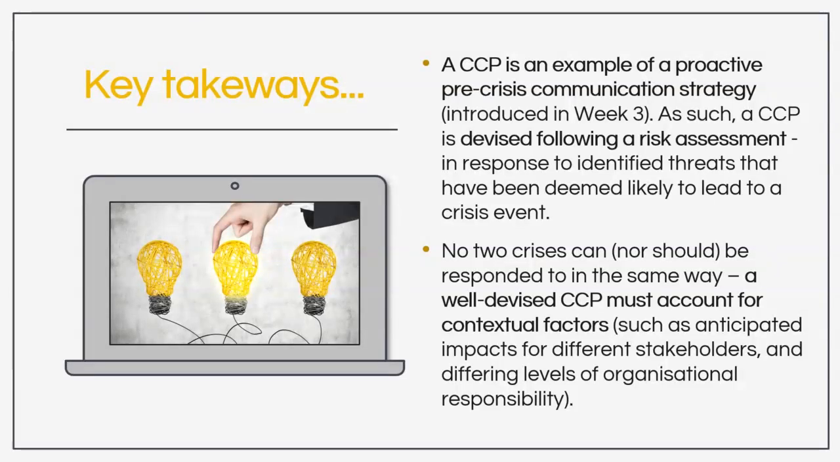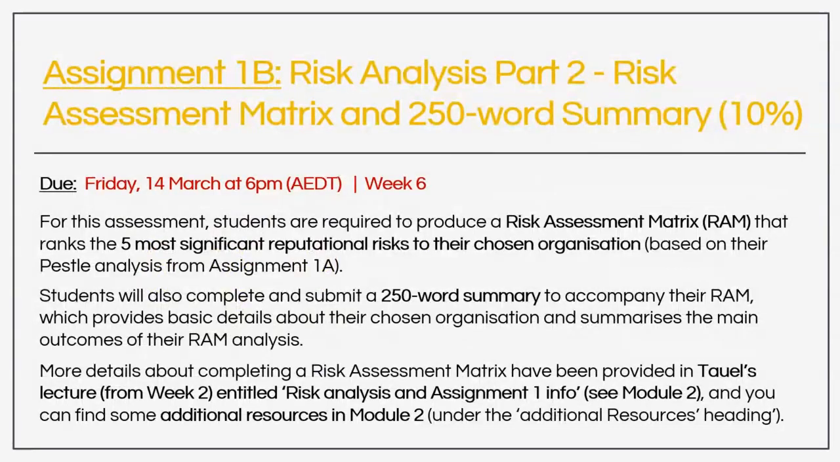But just as take-home points here, a CCP is an example of a proactive pre-crisis communication strategy, as we talked about in week 3 when we talked about pre-crisis communication. And therefore, it is that important next step, or the outcome in a way, of the risk assessment process, because it helps you identify the key threats that need the most attention, that are most likely to lead to a crisis, but also the most likely to be impactful and need to be addressed quickly. So we've made this point quite a few times: no crises can or should be responded to in the same way. A well-devised and well-thought-out crisis plan will account for contextual factors, such as different impacts for different stakeholders and differing levels of organizational responsibility, among many other things. And you'll get a chance to play around with this a bit with the simulation, which will hopefully be fun.